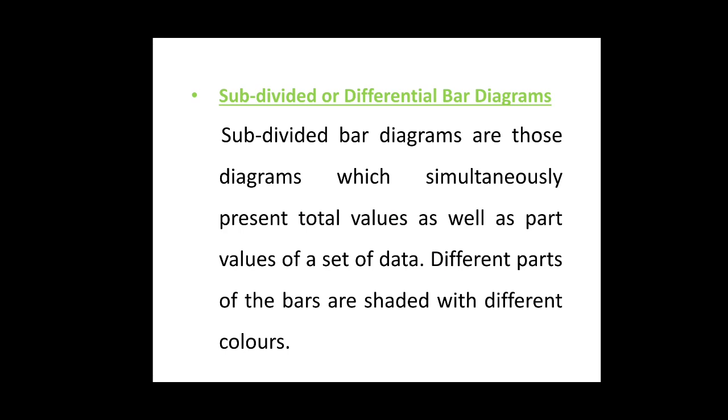Now coming to another important type of bar diagrams, which is subdivided bar diagrams, also known as differential bar diagrams. Dear students, subdivided bar diagrams or differential bar diagrams are those diagrams which simultaneously present total values as well as part values of a set of data. That is, in a subdivided bar diagram, each bar representing the total magnitude or total value of a given phenomena is further subdivided in its various components. Each component occupies a part of the bar proportional to its share in the total value. Different parts of the bars are shaded with different colors.